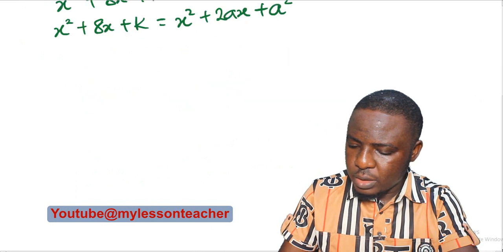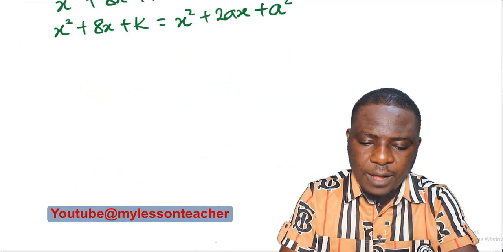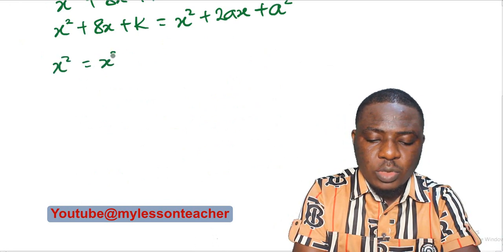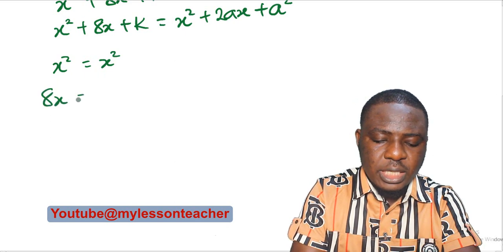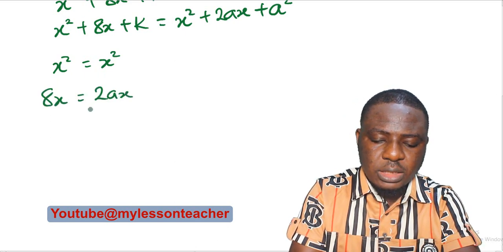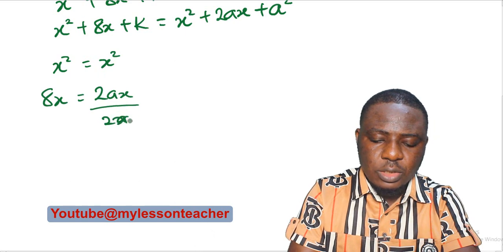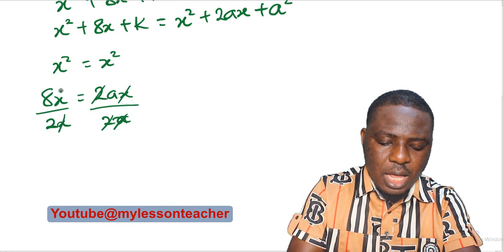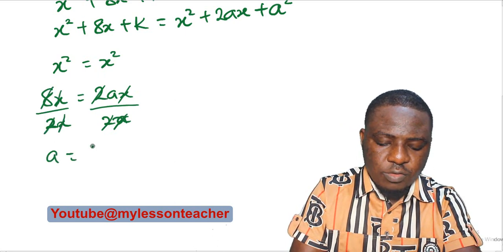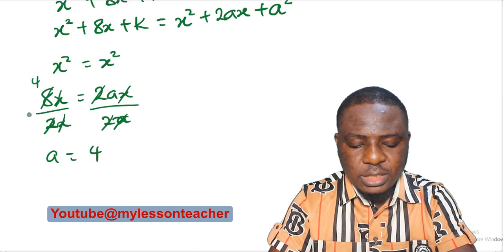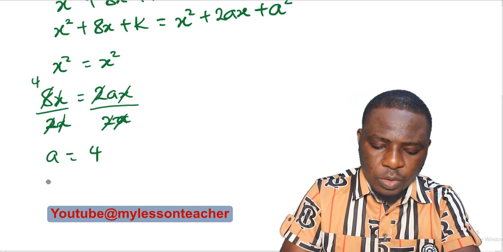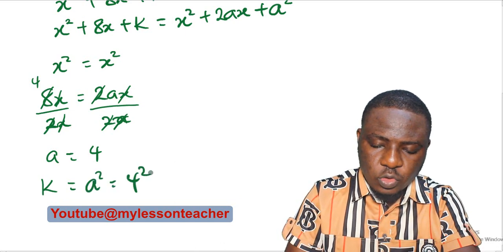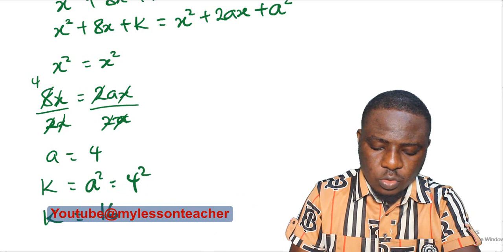And when you simplify this further, by comparing the coefficients, you have x squared to be equal to x squared, 8x to be equal to 2ax. Dividing both sides by 2x, you get your value for a, and our a gives us 4. For 8 divided by 2 is 4. So we have our k to be equal to a squared, which is equal to 4 squared, and 4 squared is equal to 16.